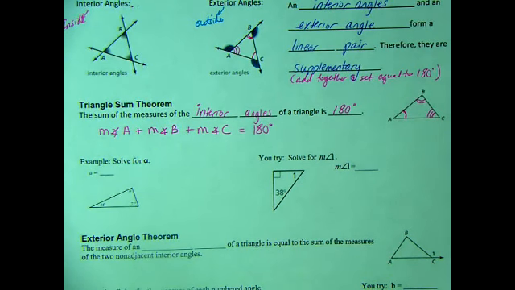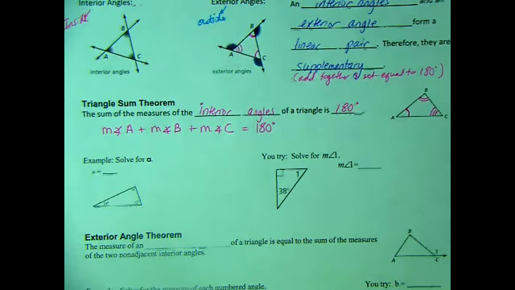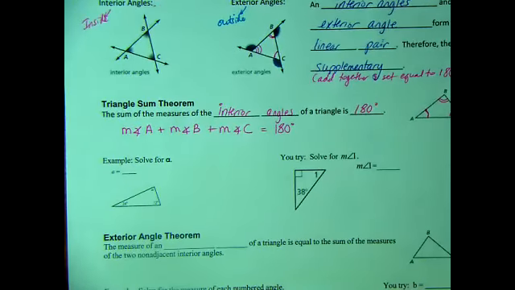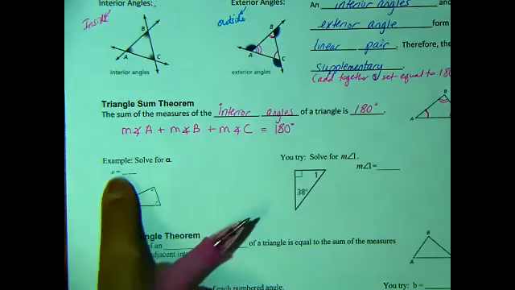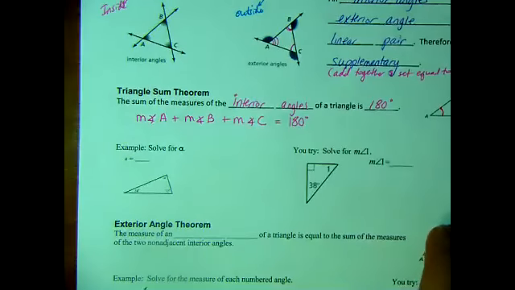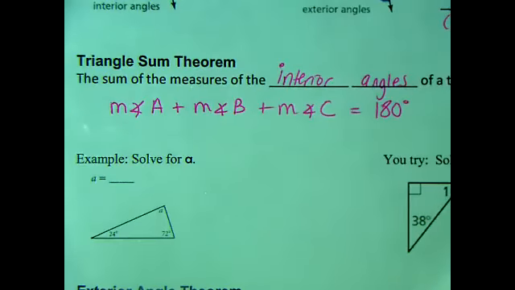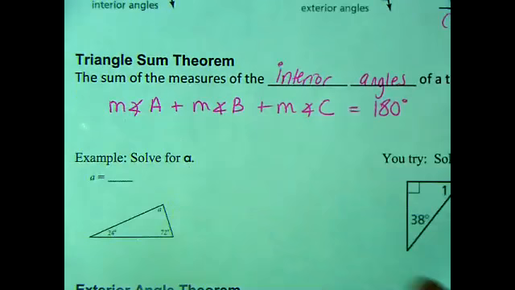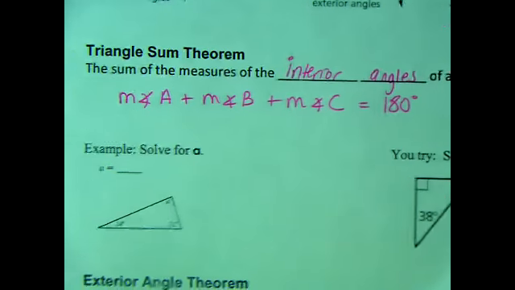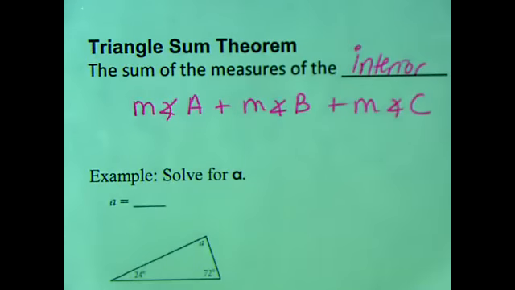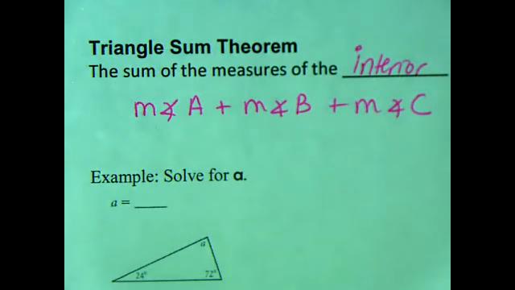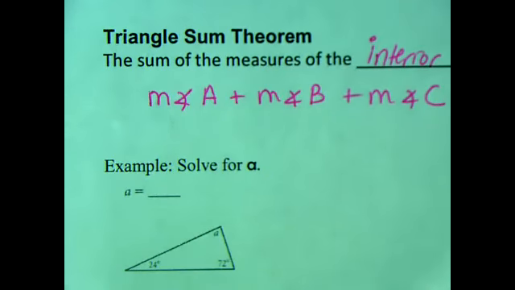So let's put that to the test. Let's try an example out here. It says solve for alpha. Okay, that looks like A. Actually, we'll call it A, just for the sake of not confusing people. Okay, so solve for A.